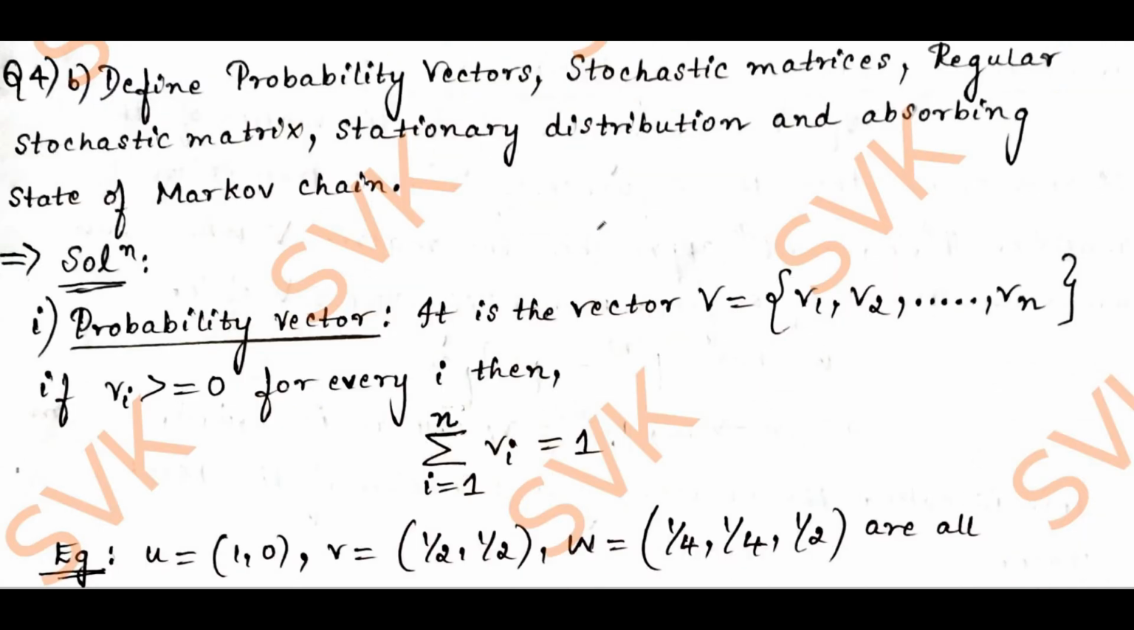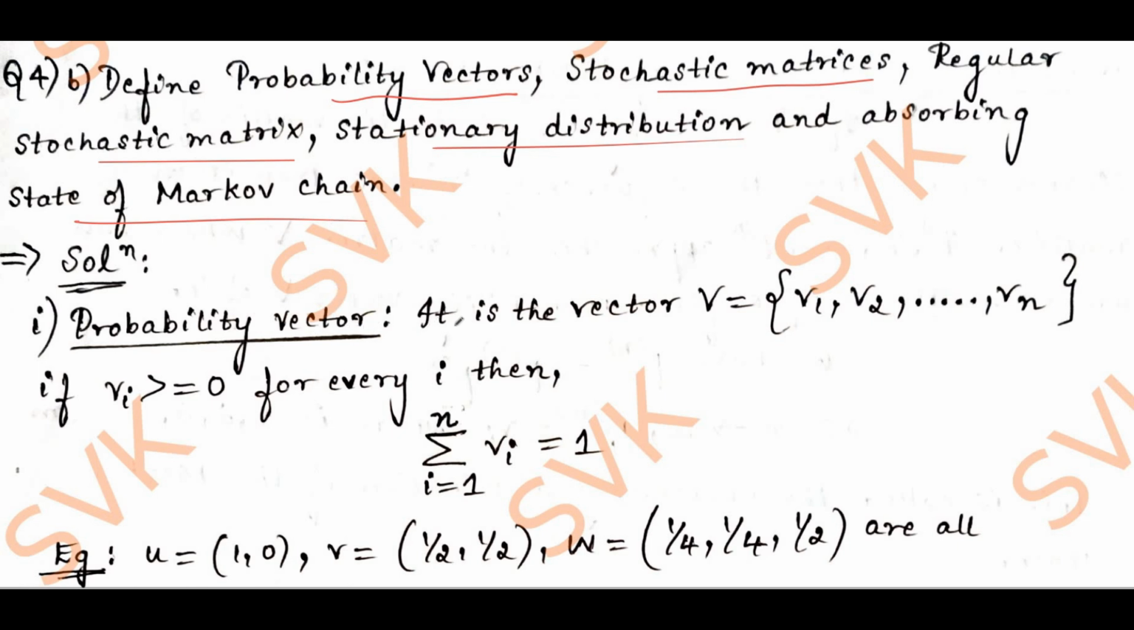Moving on to question number 4b. Question 4b is of definition. They have asked for the definition of probability vector, stochastic matrices, regular stochastic matrices, stationary distribution, and absorbing state of Markov chain. So they can ask any three definitions out of this, or a minimum of four definitions they can ask. So you can see here, we can expect a minimum of three definitions out of this.